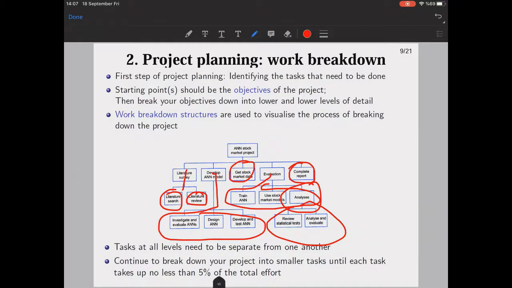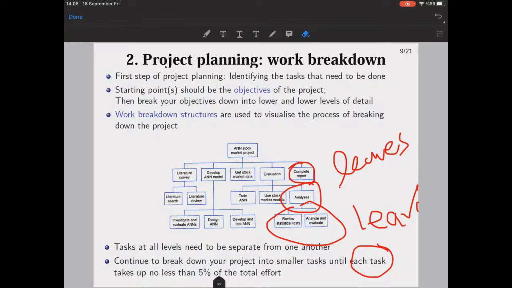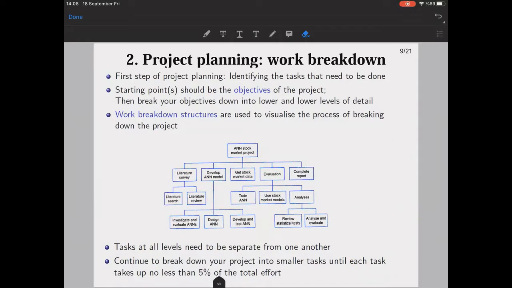Tasks at all levels need to be separate from one another, and you continue to break down your project into smaller tasks until each task, namely the leaves of the project, takes up no less than 5% of your total effort. As you see, the leaves are what we're focusing on here.